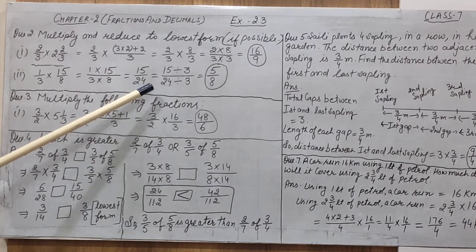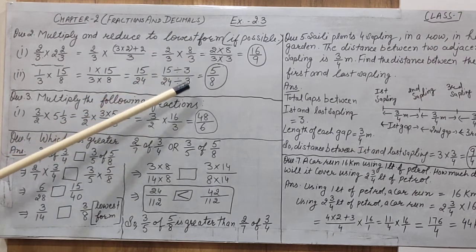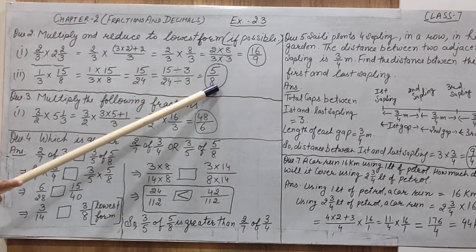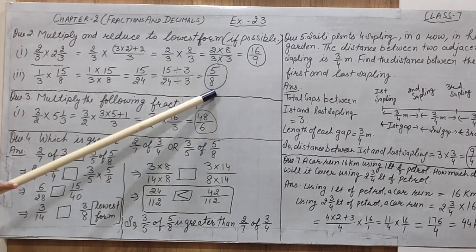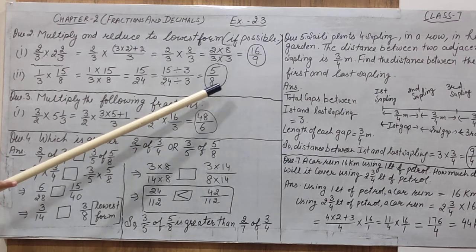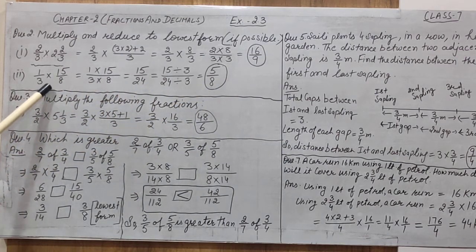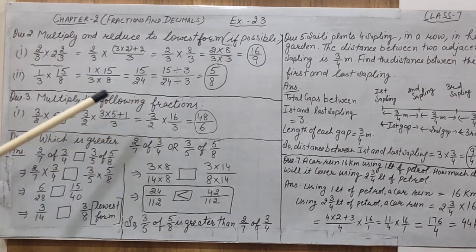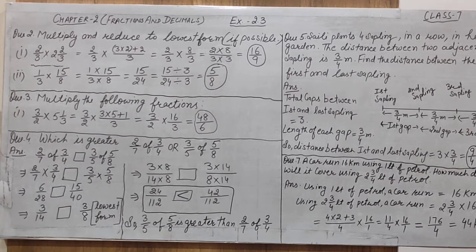So in this case, it is possible to divide both the numbers by 3. So we must divide both the numbers by 3. We get 5 divided by 8. This is the lowest form or the proper fraction of result of multiplication of these two fractional numbers and lowest form of the result also. Next, I thought you very well understand how we can multiply and reduce to the lowest form.